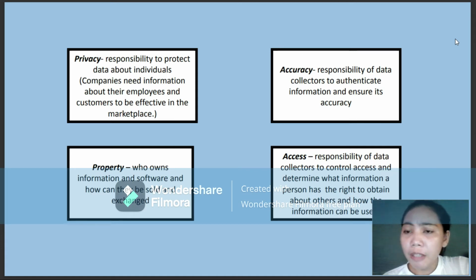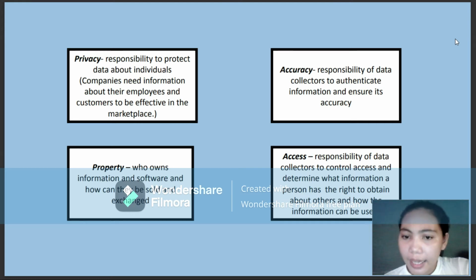Accuracy is the responsibility of data collectors to authenticate information and ensure its accuracy. Accuracy is ensuring that the information is correct and without any mistake. Information accuracy is important because the life of a person may depend on it, like the medical information at the hospital, so the information must be accurate.